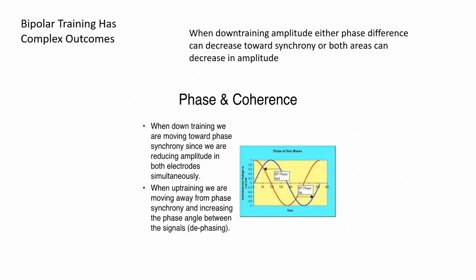Yeah, it's just a little bit disturbing. You're not really sure. Tom would tell you that when downtraining amplitude, either phase difference can decrease or synchrony in both areas can decrease. So what's going on is not only that the amplitudes may vary, but phase and coherence relationships may vary, and you might not see those in the amplitude.